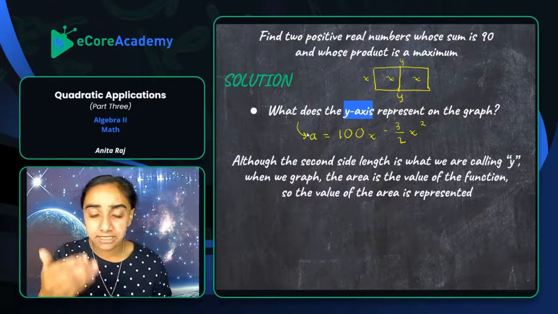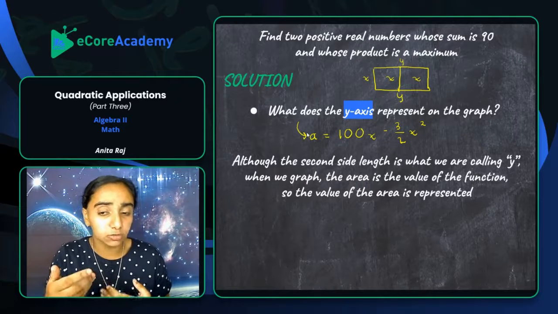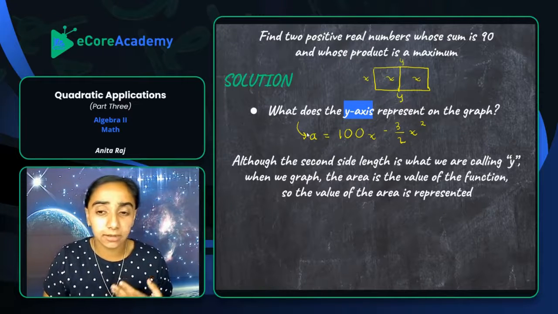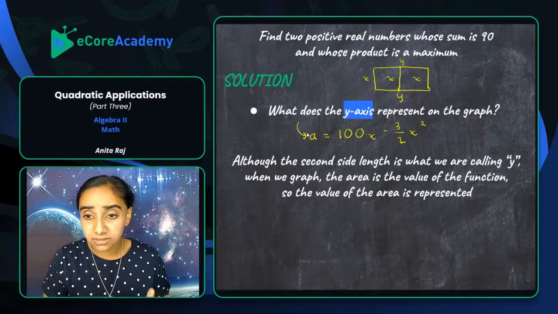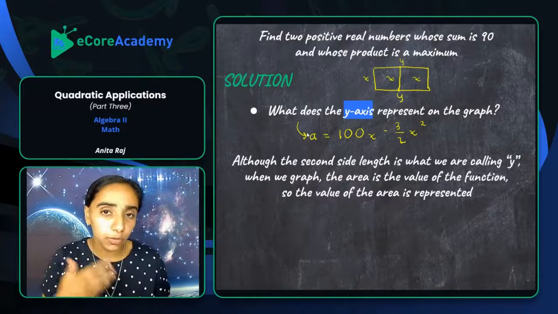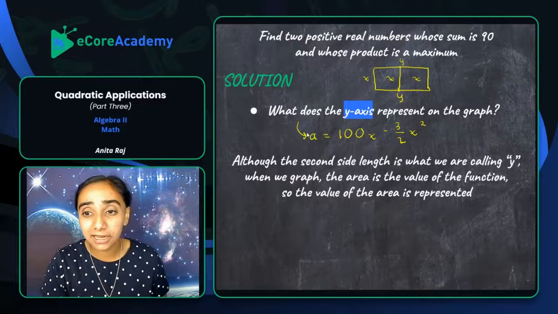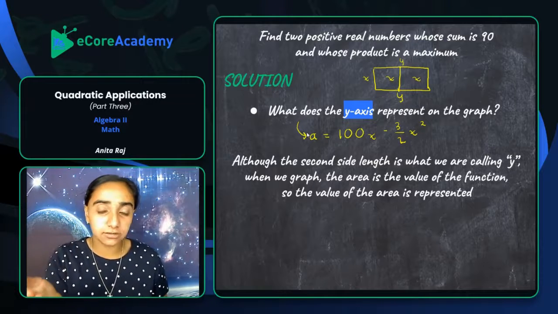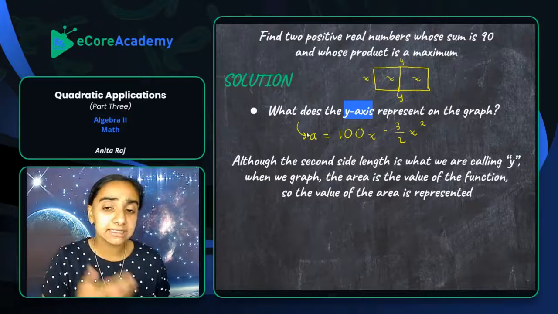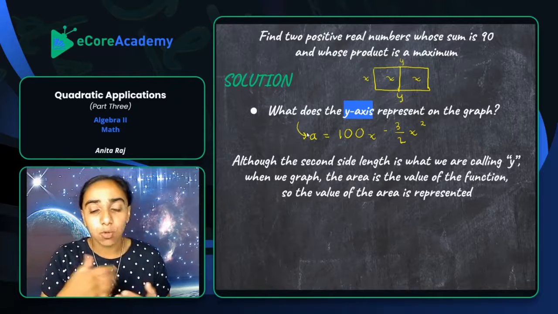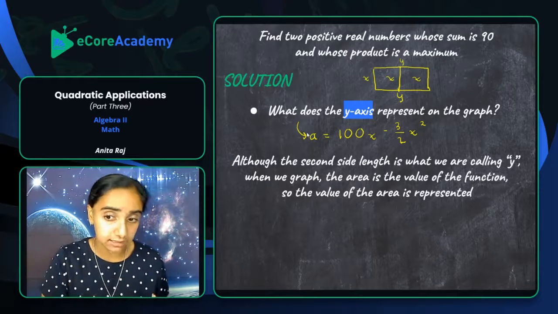If we had y instead of A, then we would be saying that the second side length is equal to 100 times the first side length minus 3/2 times the first side length squared. But that's not what we're saying. Remember, we rewrote the second side length in terms of the first one. We rewrote y in terms of x, so we would get it down to two variables in this function. What this is saying is the area is equal to 100 times the first side length minus 3/2 times the first side length squared.